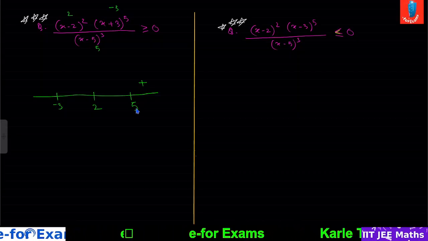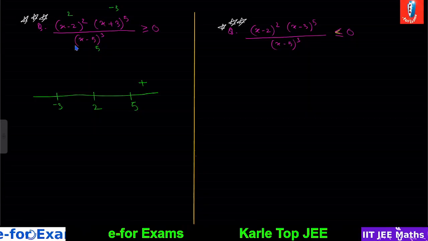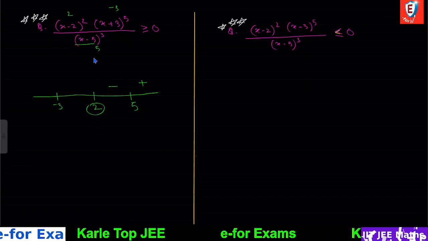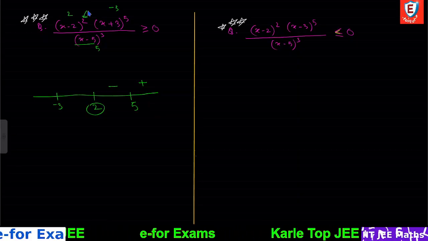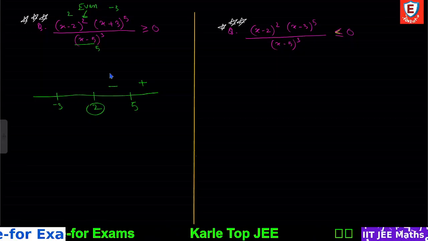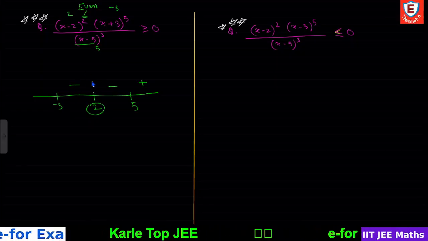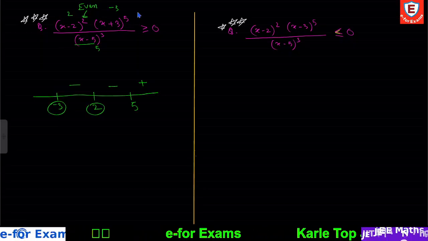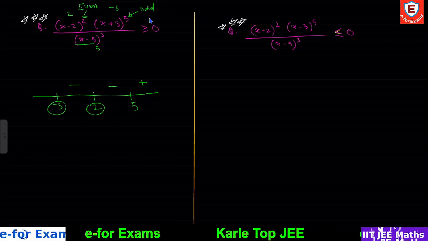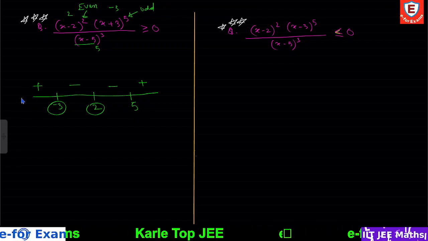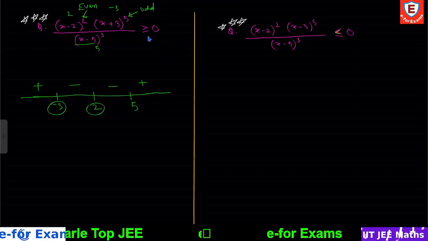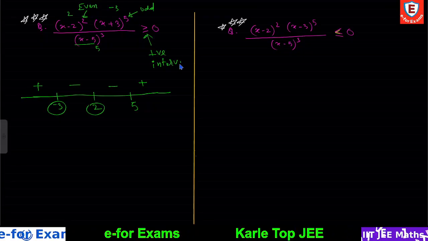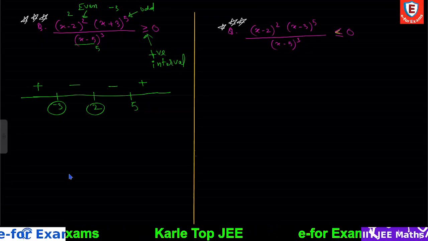Rightmost side positive, 5. 5 comes from here, right? Power is odd, so sign changed. 2 again, 2 is where? Here. Power is even, so the sign remains minus, no change. And then again minus 3. It is here, x plus 3 to the power 5. 5 is again odd, so the sign will be changed here. And it is greater than or equal to, right? Positive intervals, we have to check the positive intervals.